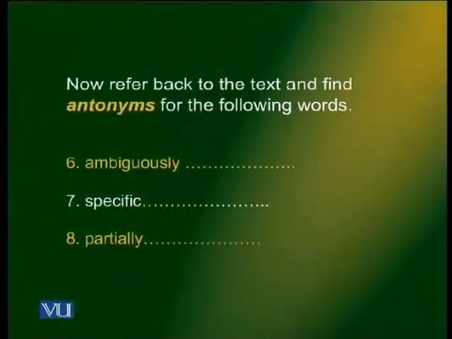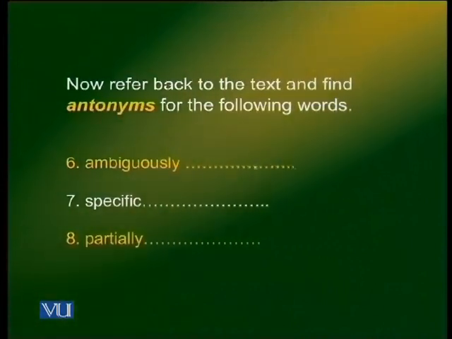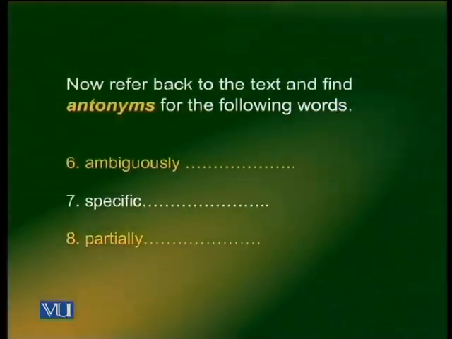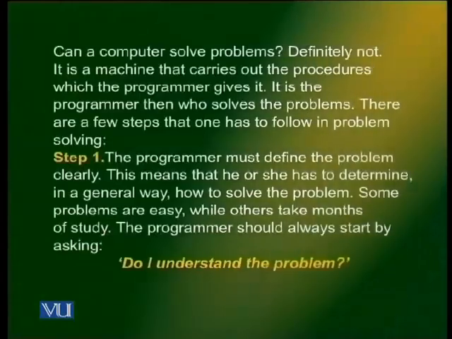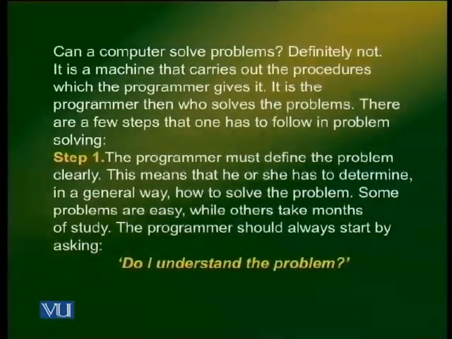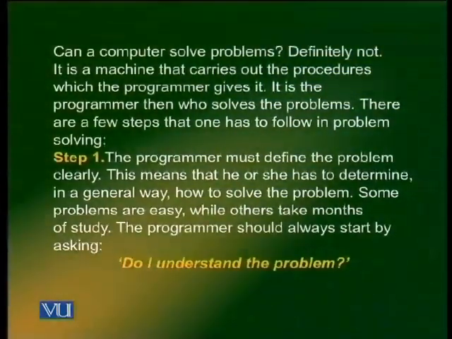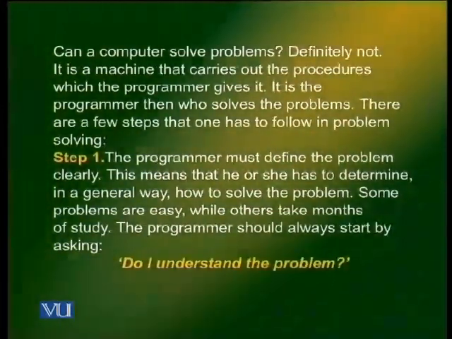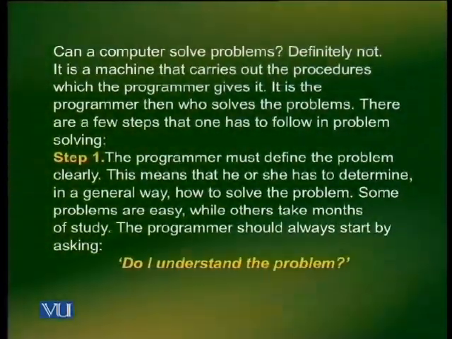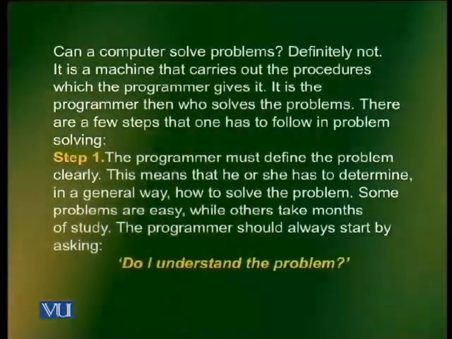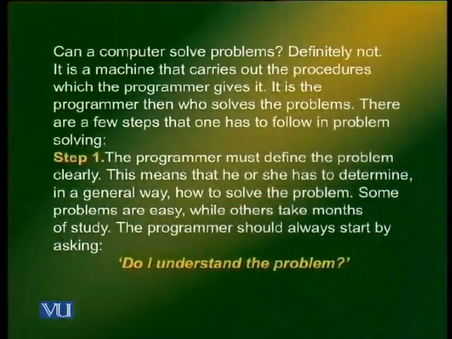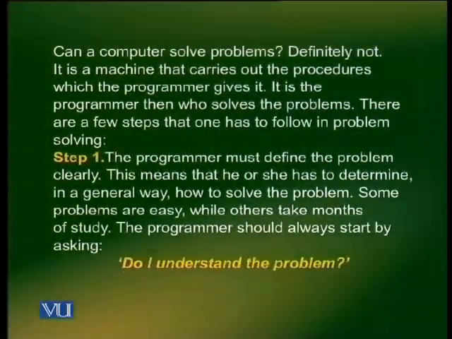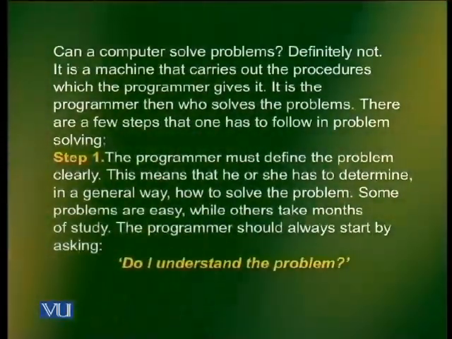Now we look at a few words that are antonyms. Look in paragraph 2 and see if you can find a word which is the opposite in meaning to the word ambiguously. The word has to have the same ending as the word ambiguously. The opposite of ambiguous. Ambiguous is more than one. You're not very clear. So the opposite of ambiguously would be clearly, and it is given you in paragraph 2.